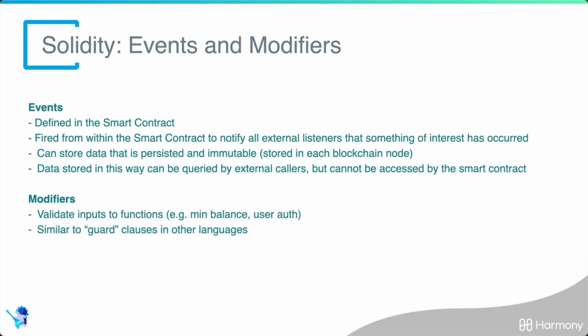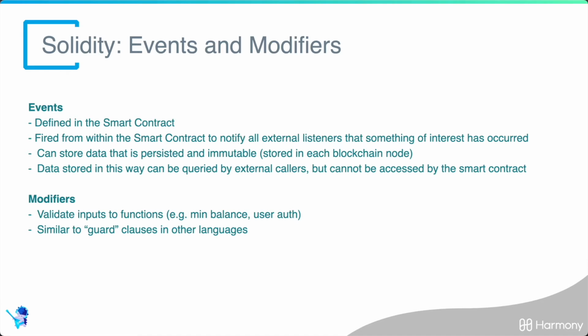So anyone on Earth can actually listen to these events, capture them, and do something when that event is fired. You can also restore data that is persisted and immutable. It's stored along with the blockchain node. However, the data stored in this way can be queried by external callers, but not accessed by the smart contract itself. So any smart contract functions cannot access that data.